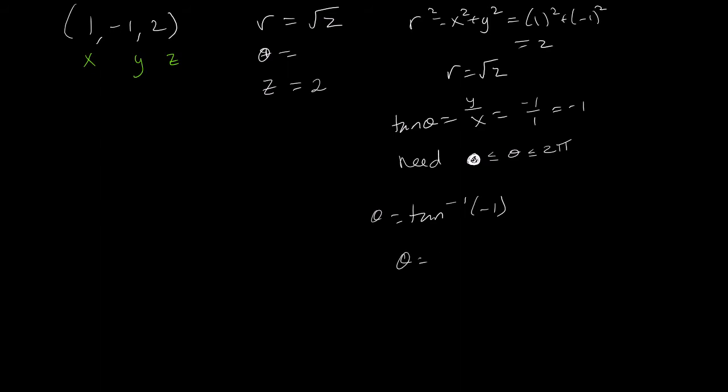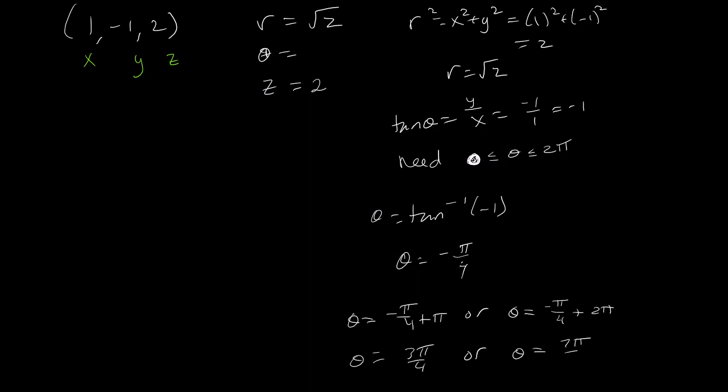The calculator is going to give us negative pi over 4 because the range of the inverse tangent is going to be negative pi over 2 to pi over 2. Okay, so that's what the calculator spit out at us. So we're going to find the angles that are between 0 and 2 pi by adding pi. So theta could be negative pi over 4 plus pi, or theta could be negative pi over 4 plus 2 pi. So we add 1 pi to get to the first one, and then 2 pi to get to the next one. So theta could be 3 pi over 4, or theta could be 7 pi over 4.